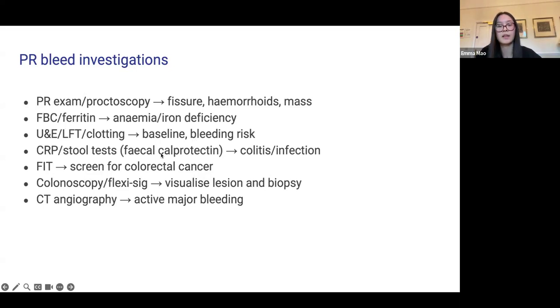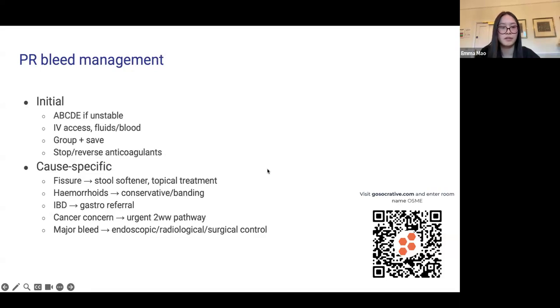So fecal calprotectin is a sign of inflammation in the bowel. So that one's a useful one for IBD sometimes. FIT test screens for colorectal cancer, but I guess with this presentation, it's visible bleeding of some sort. So a FIT test may just be positive here, but FIT test is useful for colorectal cancer screening. And then later on, to investigate further, you do a colonoscopy, and then also CT angiography can be used to visualize active major bleeding.